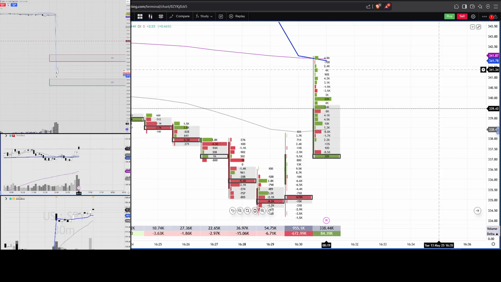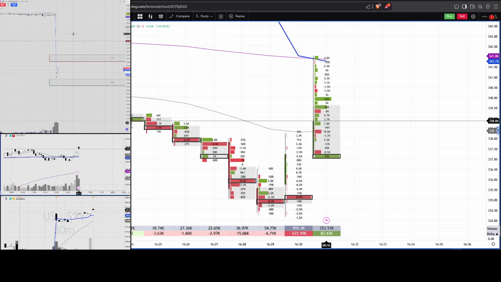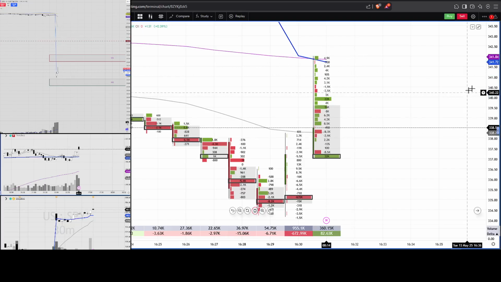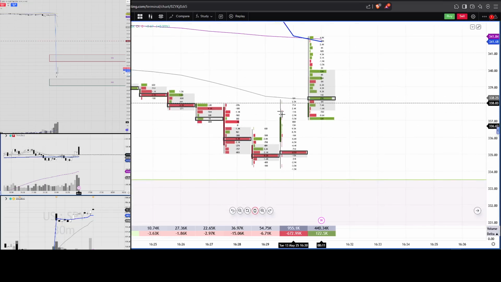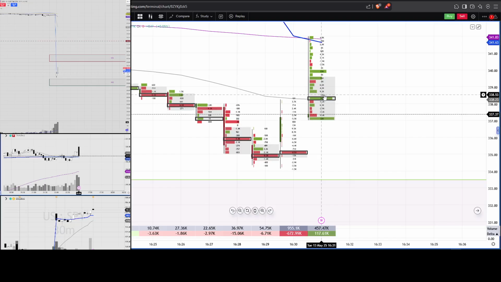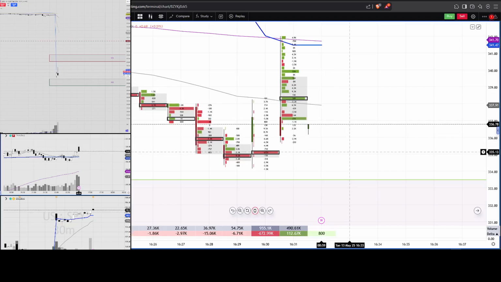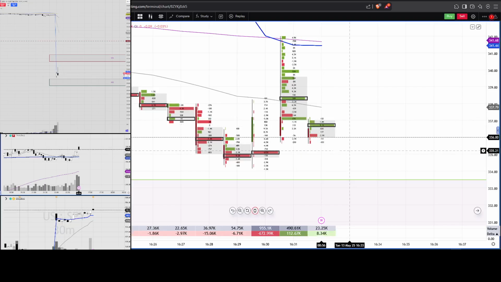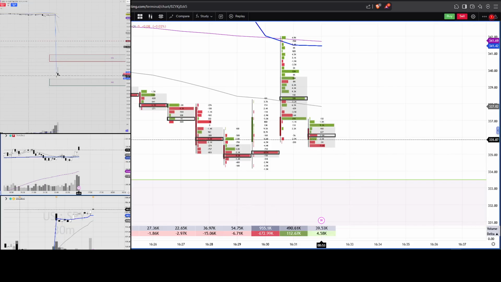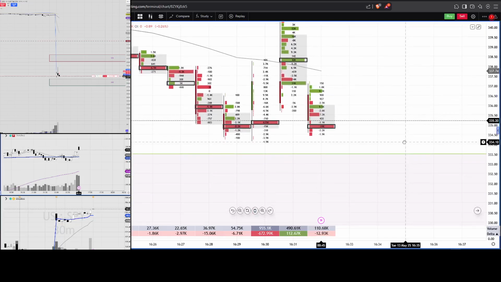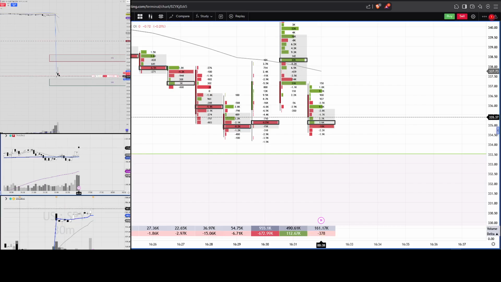So a beautiful fail from the buyers. I think we can enter here. No, I'll just wait for another confirmation, even if I miss the move. I don't mind. I wanted to short here, but I'll wait for another confirmation. Buyers were destroyed on this candle. So I think we can enter now. Sellers being absorbed too.